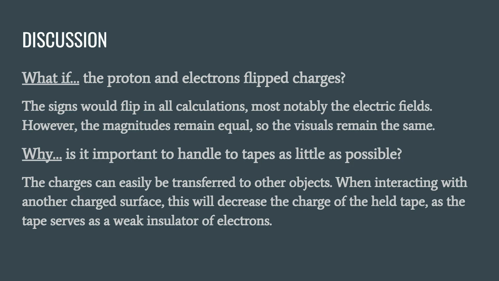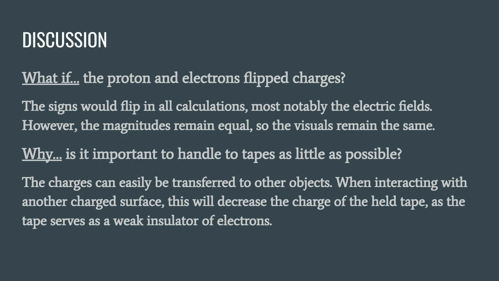Now, what if the proton and electrons flip charges? That being, the proton had a negative charge and the electron had a positive charge. Well, the signs would flip as a result and change the direction of the electric field and electric forces. However, in this case, for our experiment, because we're using the magnitudes, this doesn't really change much with our findings, and the experimental visual will remain the same.